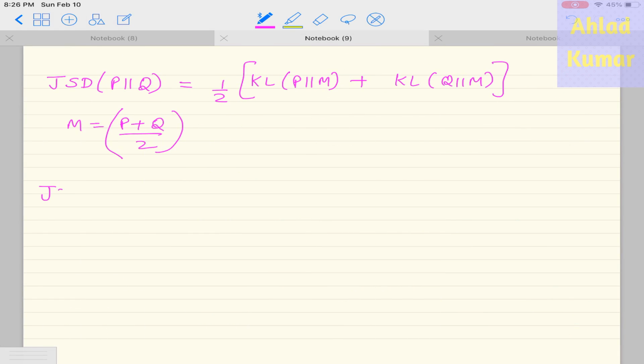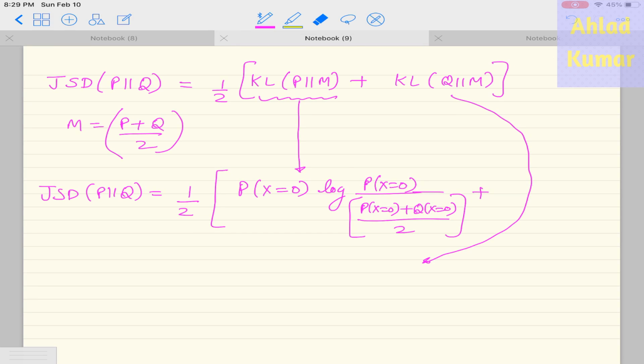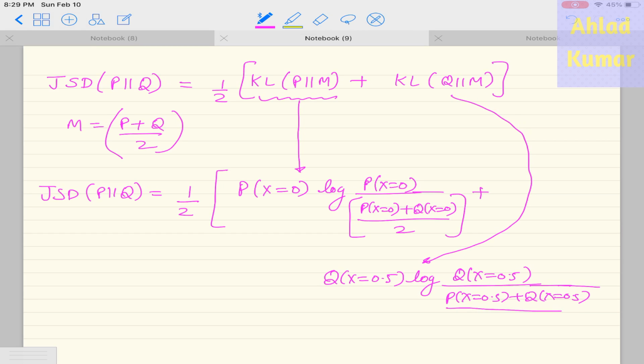then if we want to write the JSD for this situation, what will it be? It will be P of x equal to 0, log P of x is equal to 0 divided by P of x is equal to 0 plus Q of x is equal to 0, divided by 2, plus, and this is basically for this and for this, so it will be Q of x is equal to 0.5 log Q of x is equal to 0.5 divided by P of x is equal to 0.5 plus Q of x is equal to 0.5, divided by 2.